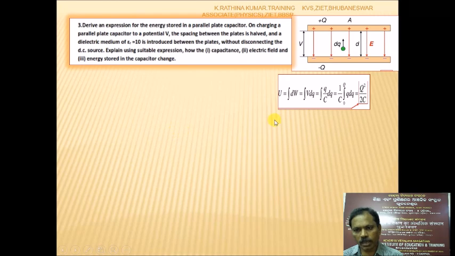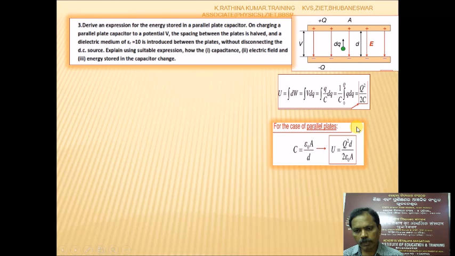Then in the case of a parallel plate capacitor, the capacitance of the capacitor is equal to epsilon naught A by d. So substituting, the energy stored in the capacitor is Q square d by 2 epsilon naught A. So this is the energy stored in the parallel plate capacitor. This equation only we can take into use.